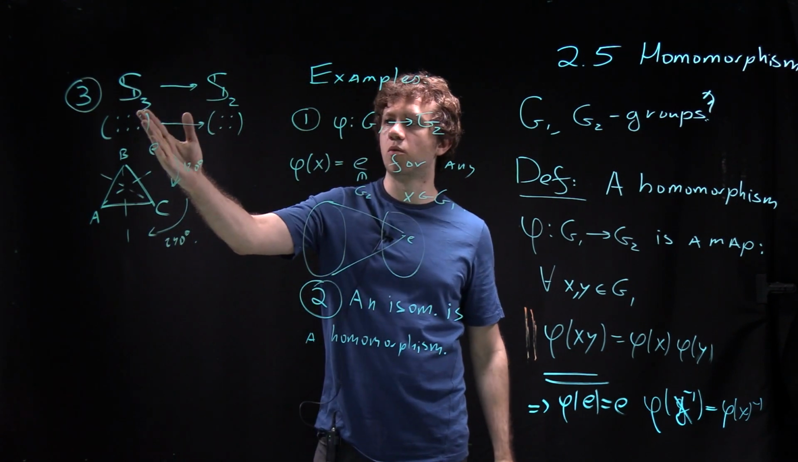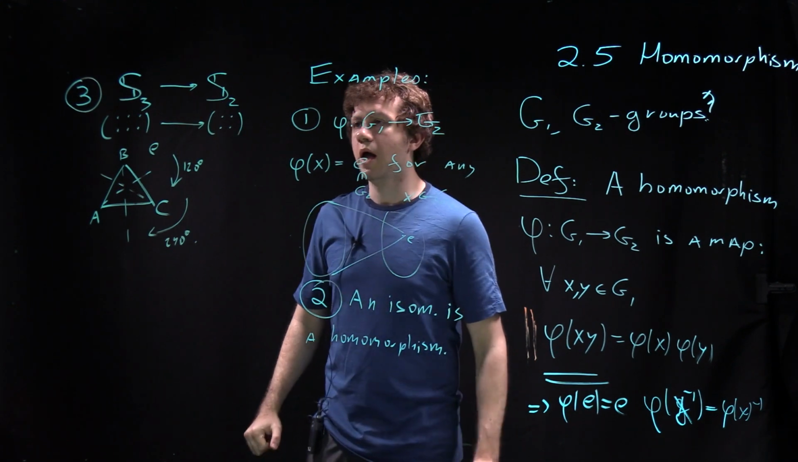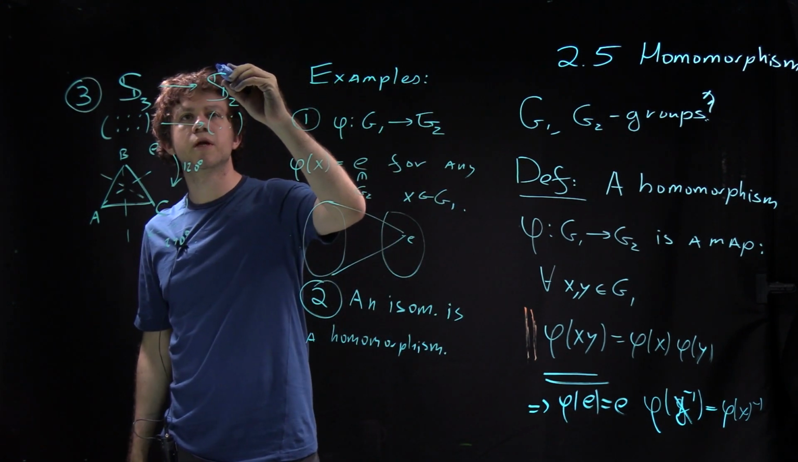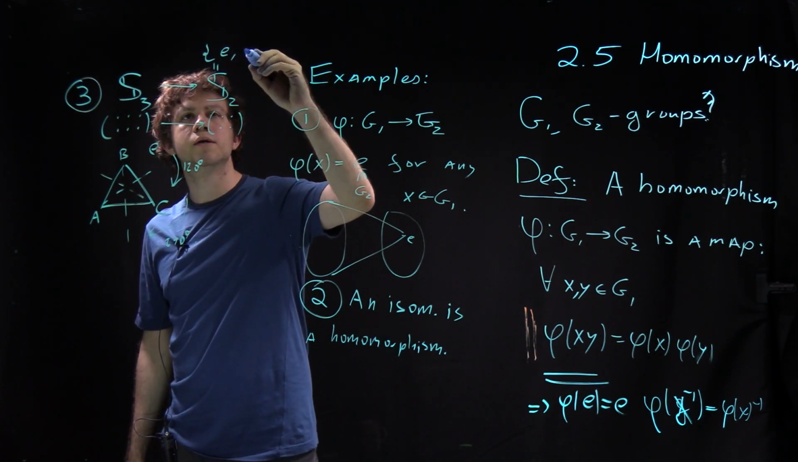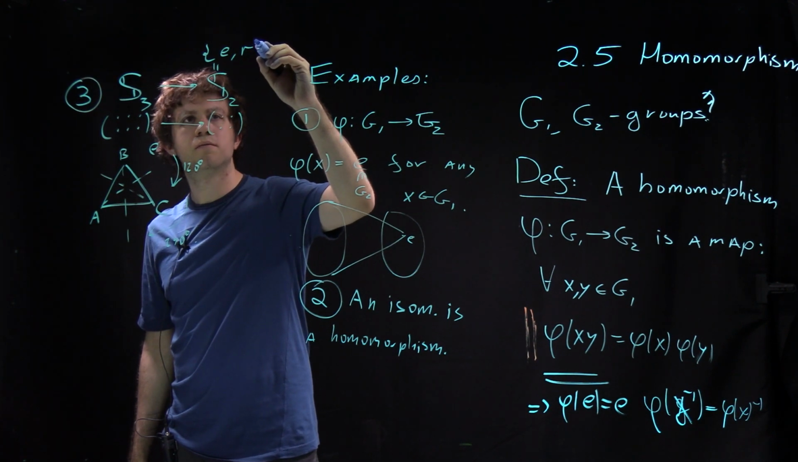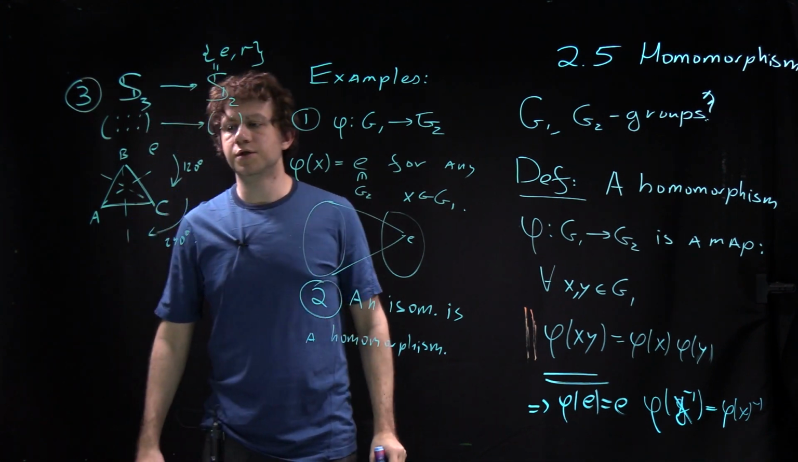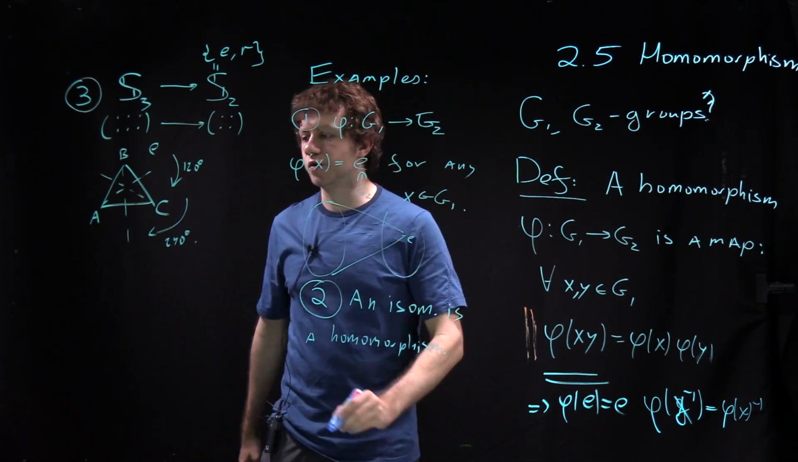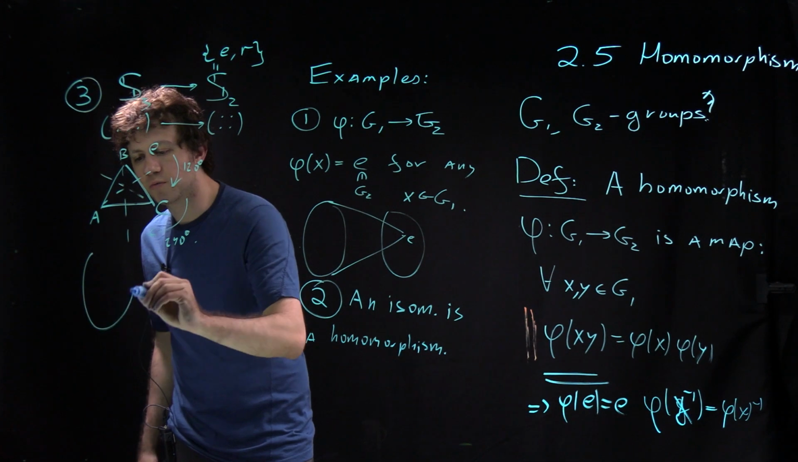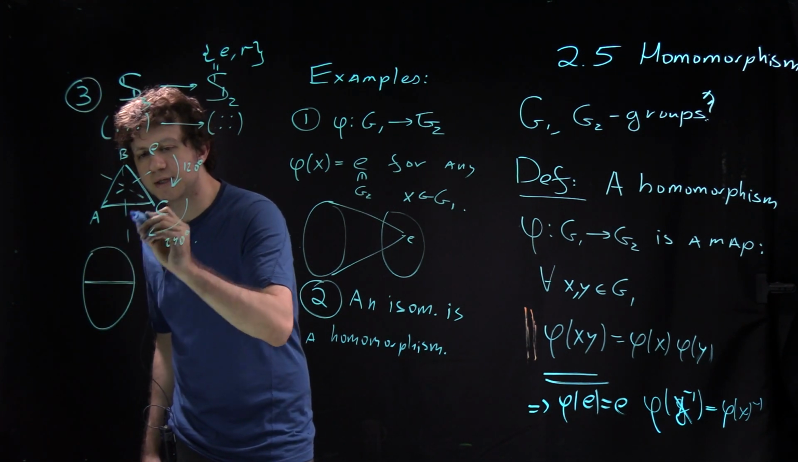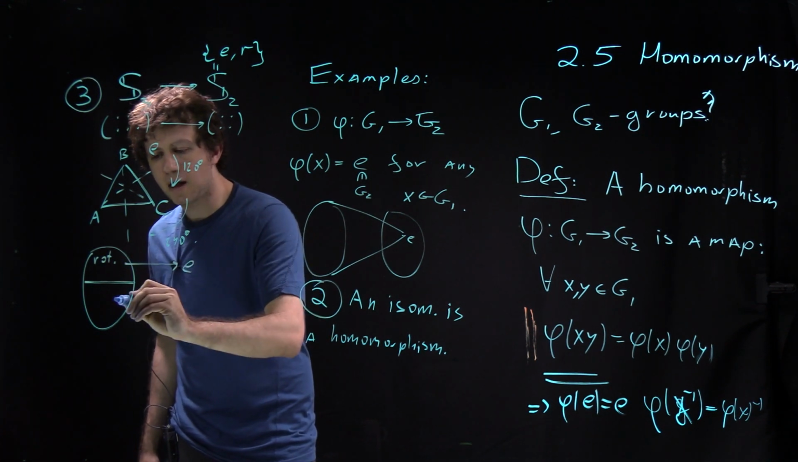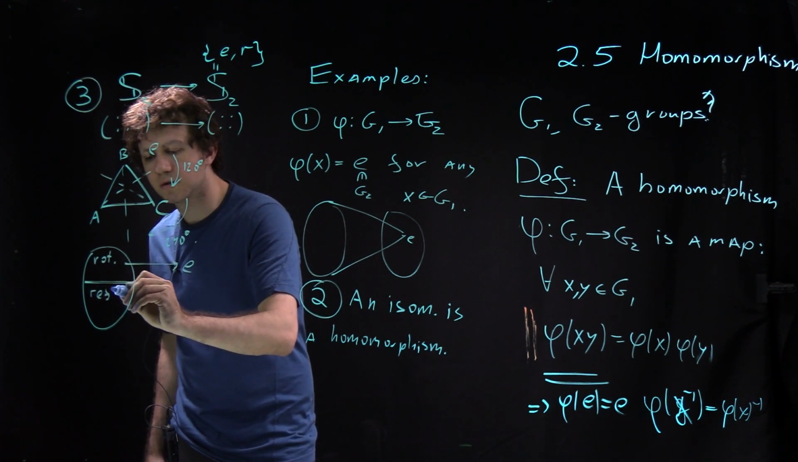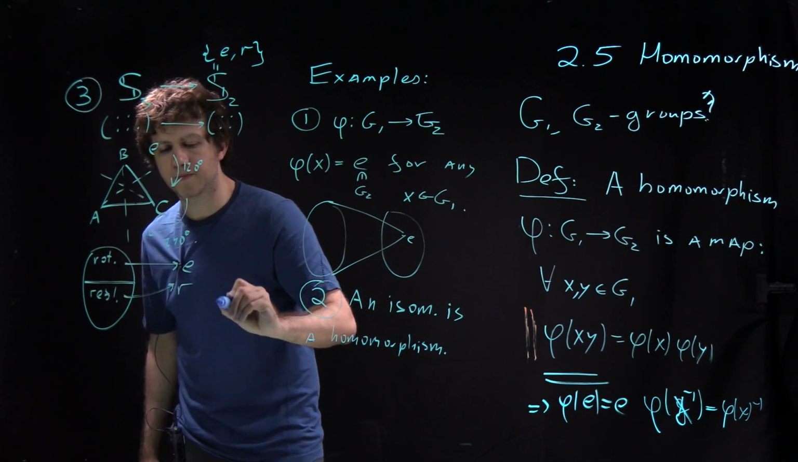So I want to construct a homomorphism to S2. And S2 clearly has 2 elements, so let me call them something like E and let's say R. Maybe R is a bad letter. Okay, R. And then I will do as follows. My group consists of 2 pairs. So I will send these rotations to the identity. And here I have these reflections. And I will send them to this R.